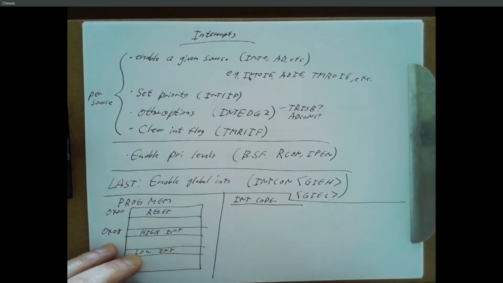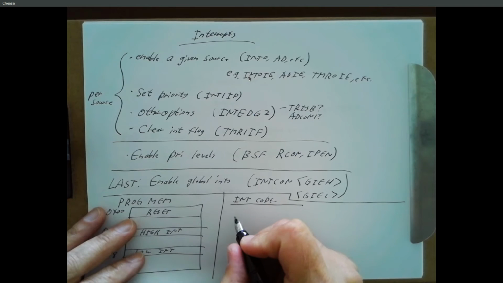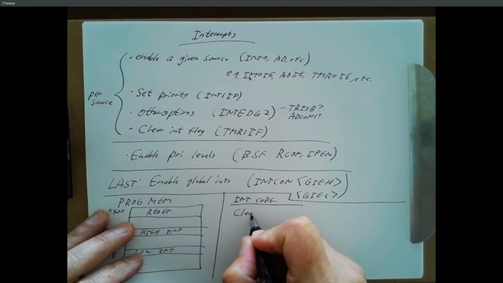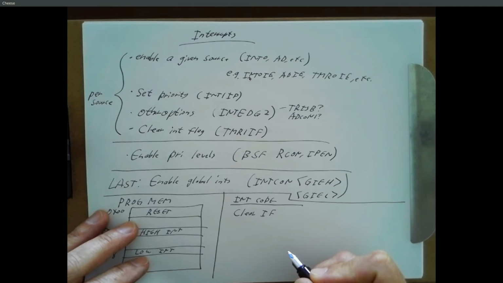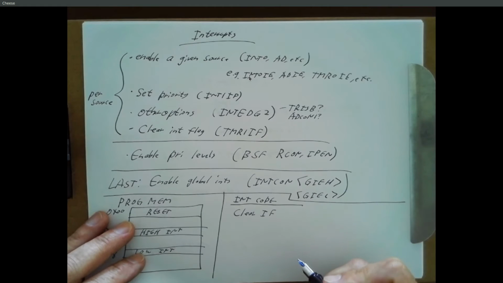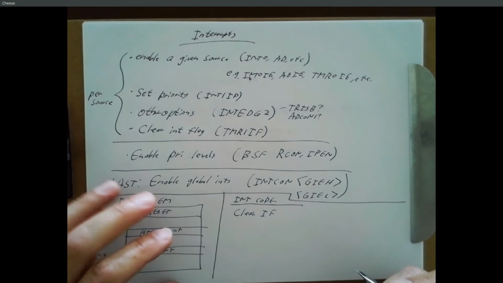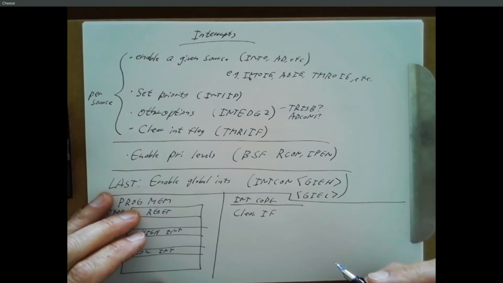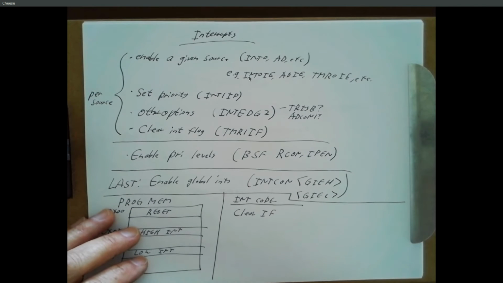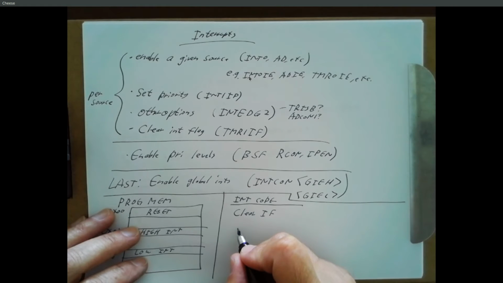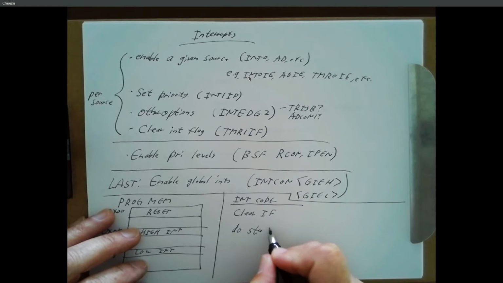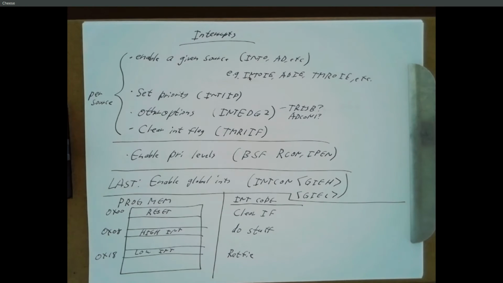Okay, and then the last piece of this is inside your interrupt code. You generally want to clear the interrupt flag. Otherwise, when you exit, you'll get another interrupt because the interrupts are triggered by that interrupt flag. So clear the interrupt flag. Do stuff. And then return from interrupt with enable, so retfie.